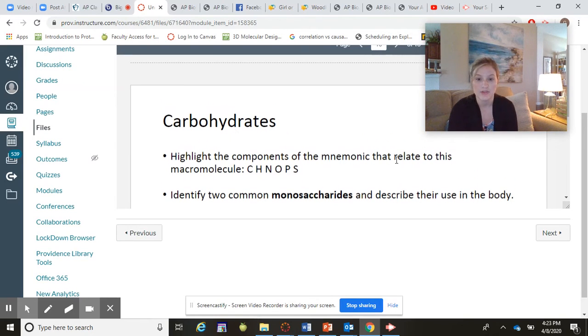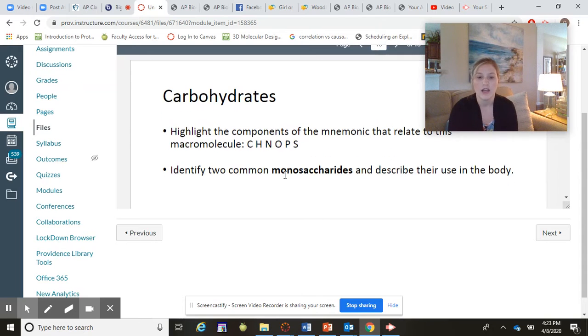Highlight the components of the mnemonic that relates to CHONPS. CHONOPS. I've seen it CHONPS. I don't know why I have it like that. But remember, you need to know kind of the basic elements that are found in each. Remembering that nitrogen is found in amino acids is important. Phosphorus is found in DNA. Sulfur is found in proteins.